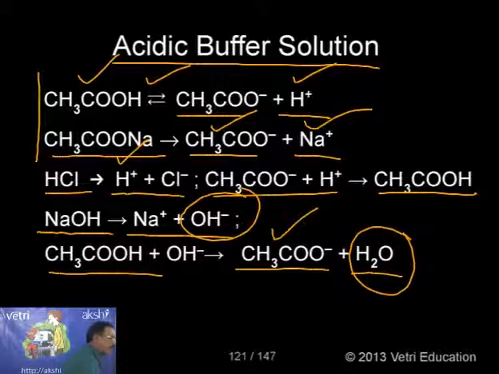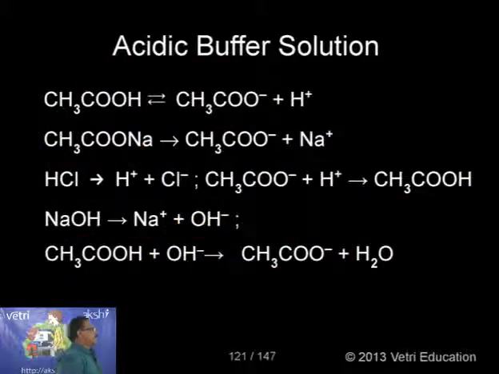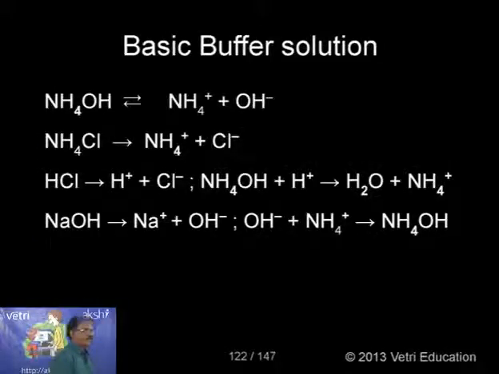Acetate ion is already present, so with the excess of acetate ion, nothing will happen. So the effect of adding OH minus is nullified, and again pH is not changing. Very, very interesting information: in the case of acidic buffer solutions, either by adding HCl or by adding sodium hydroxide, pH is not changing. That's why this is called a buffer solution, specifically an acidic buffer solution, a mixture of acetic acid and sodium acetate. In the same way, let me explain the action of the basic buffer solution.